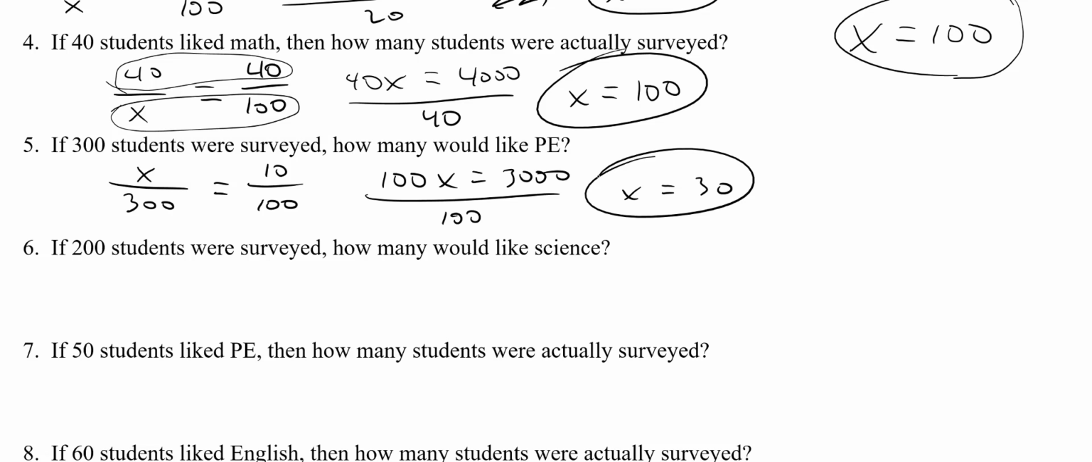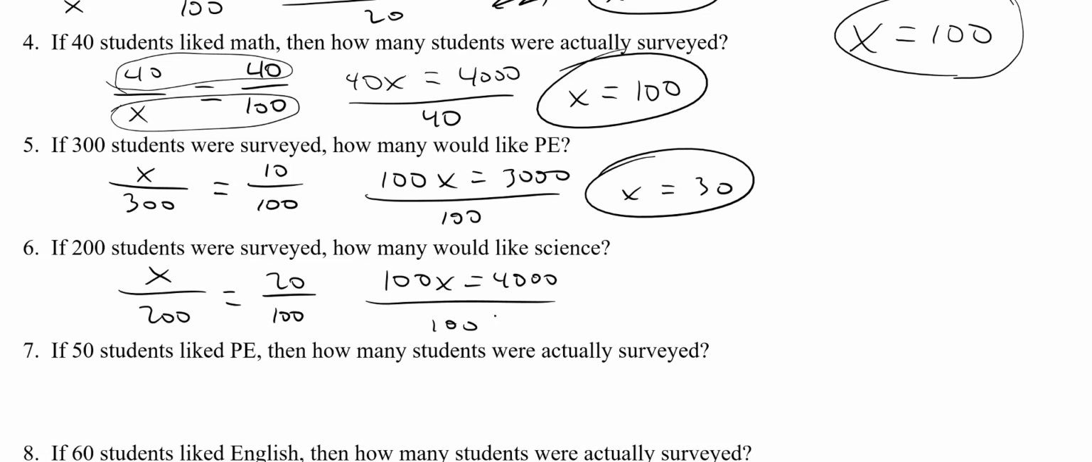Okay, same idea with science. Science is 20%, so 20 out of 100. And 200 students were surveyed, and I want to know how many liked science. Okay, so we cross multiply. 100x equals 4,000 divided by 100. X equals 40.